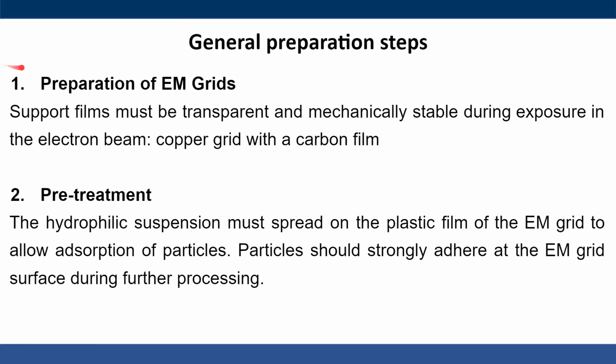First we prepare the grids, where the support must be transparent and mechanically stable during the procedure in the electron beam. So usually this is a copper grid with carbon film, as I showed before. Then we go to the pre-preparation treatment step. The hydrophilic suspension must be spread on the plastic film of the grid to allow absorption of the particles. The particles should strongly adhere to the grid surface during this process.